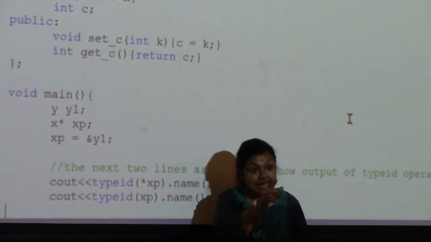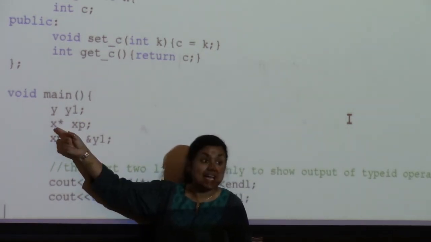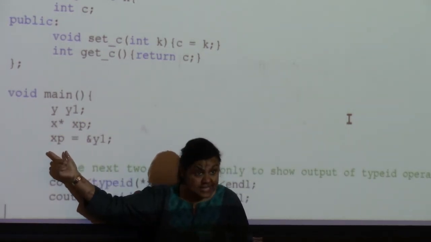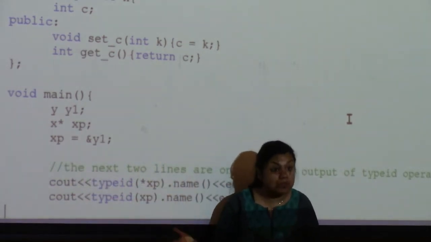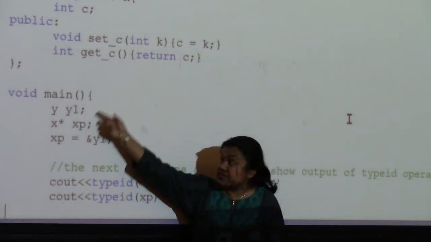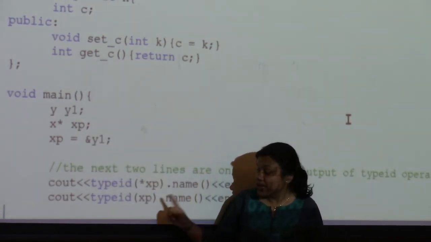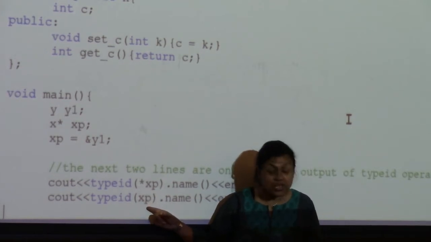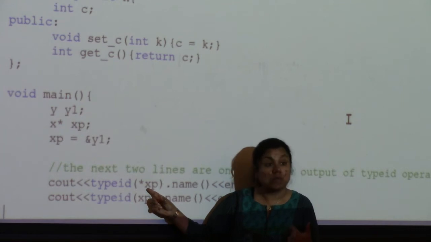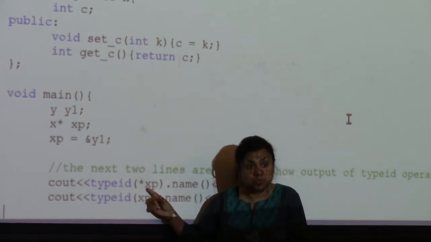It could have been X. If here it said xp is equal to new X, if it were pointing to an X object, then it could have. So it can be X, it can be Y. But right now we know from the code it is Y. Okay, so here we are checking the type of the pointer itself. Here we are checking the type of the object that this pointer is pointing to.